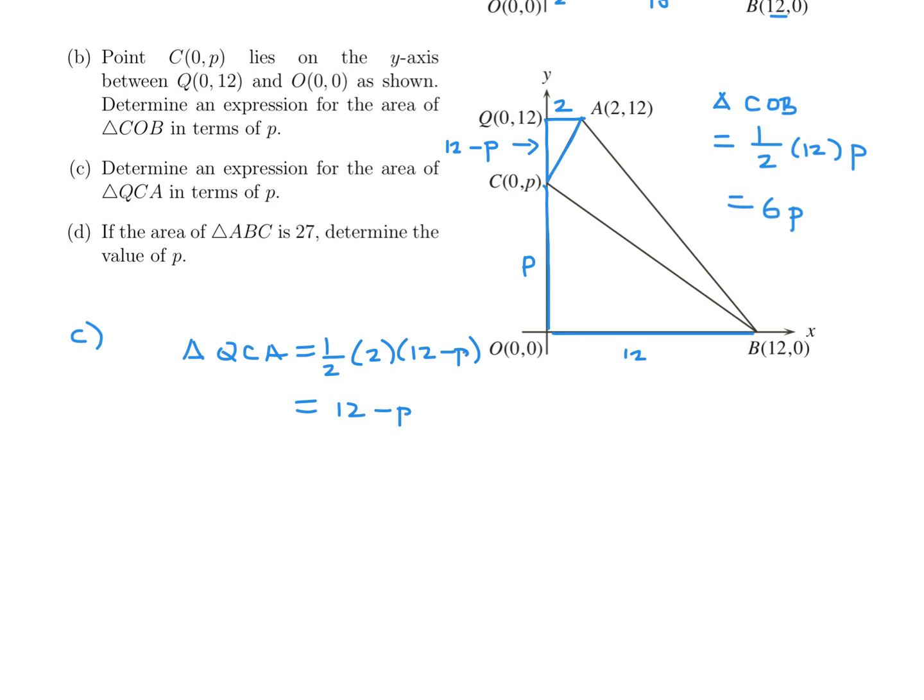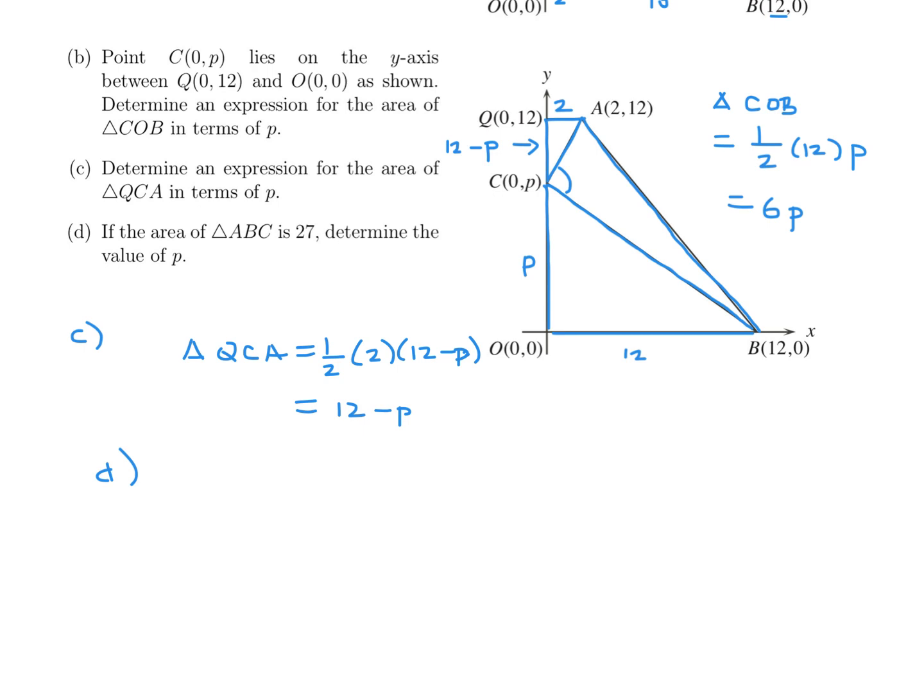Yeah. And then finally D. If the area of ABC is 27, determine the value of P. So where's ABC? Okay, ABC is this guy right here, so that whole thing. Okay, so this angle they didn't tell me. It's tempting to conclude that it's 90, but it's not.